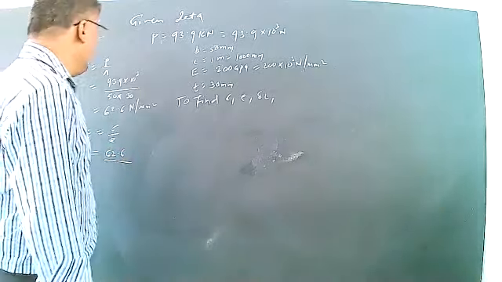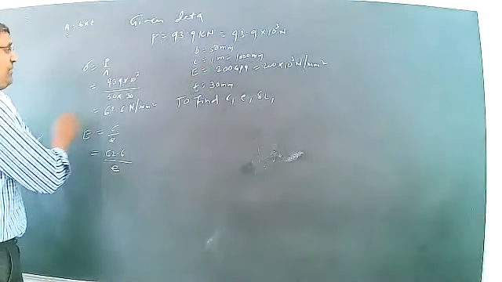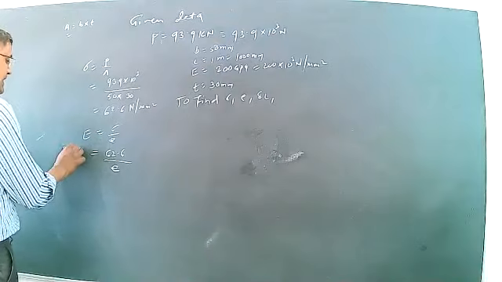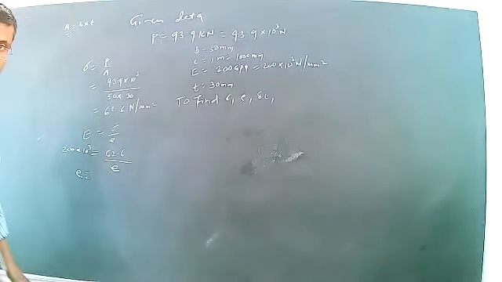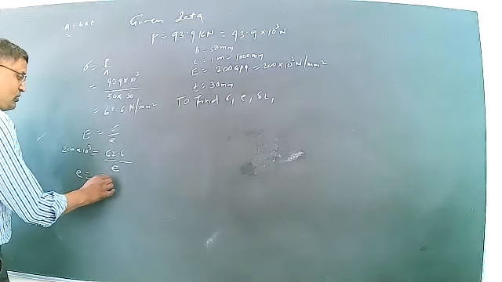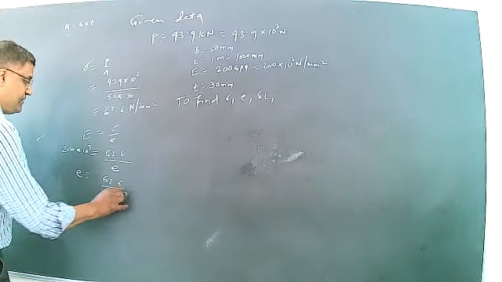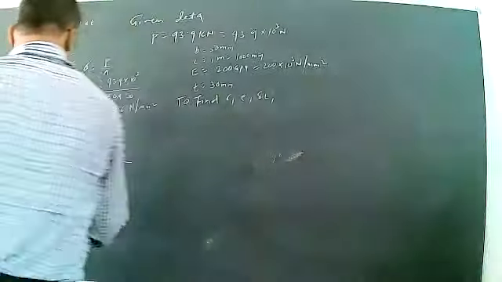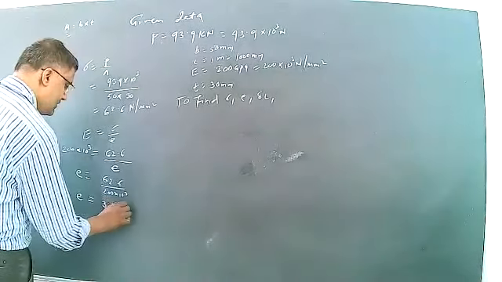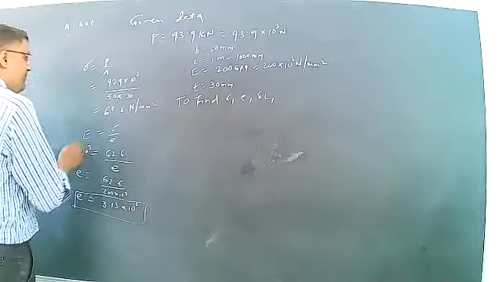Then capital E is given, 200 into 10 raised to 3. Then small e is equal to 62.66 upon 200 into 10 raised to 3. Then you just do the simplification, and e is equal to 3.13 into 10 raised to minus 6. It has no unit.